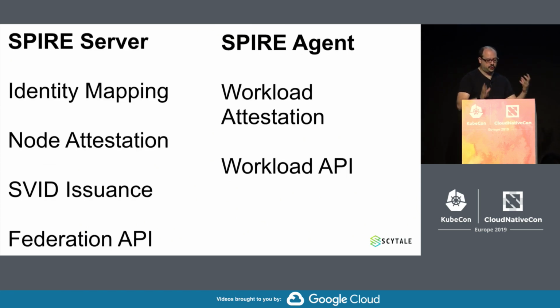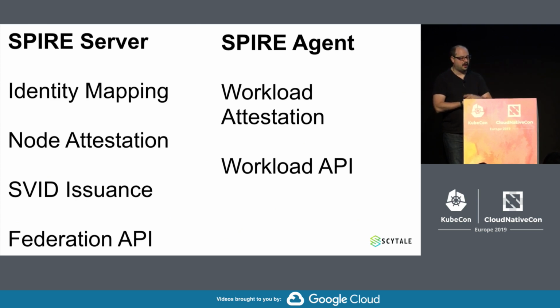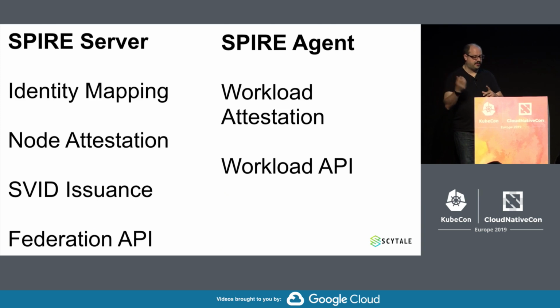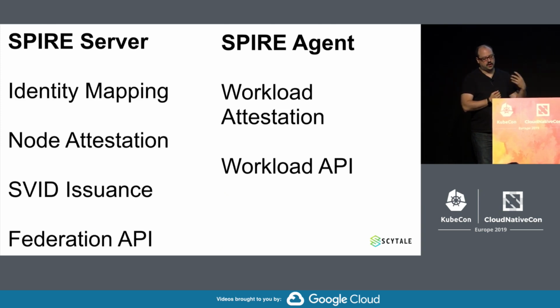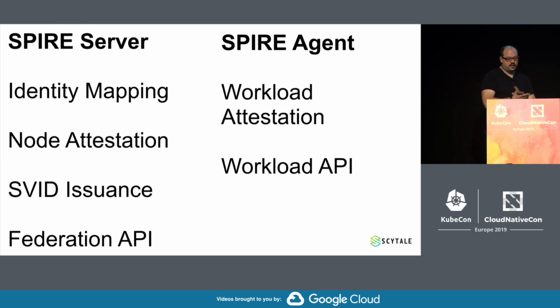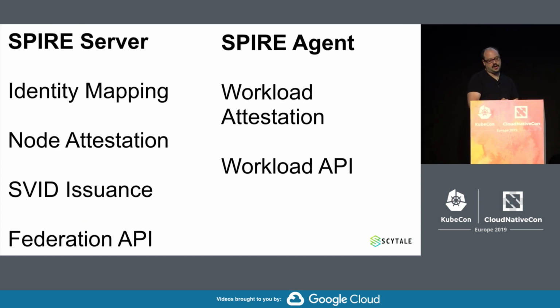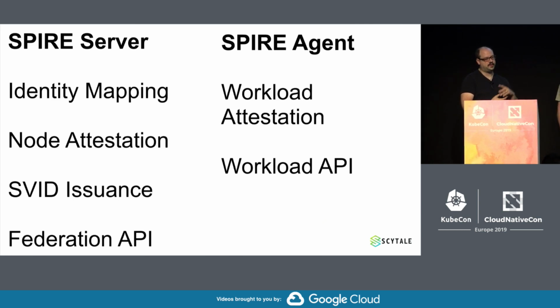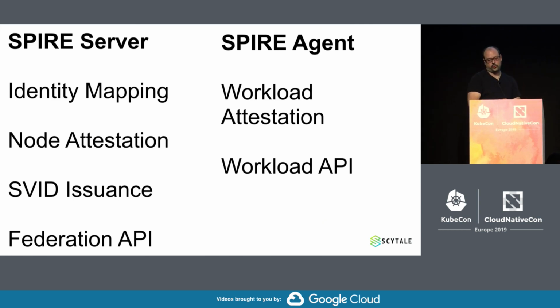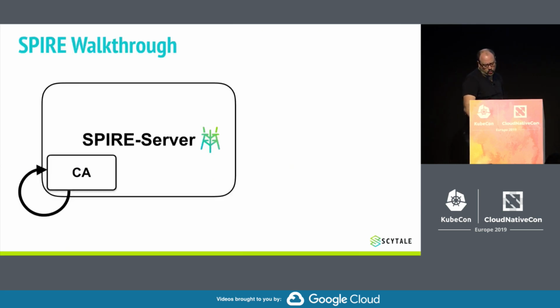Looking at SPIRE, it's really made up of 2 different elements. There's a SPIRE server and a SPIRE agent that you have to install in each node that you want to run inside of your fleet. The SPIRE server supplies identity mapping and node attestation, which is how we identify the node that's in your fleet. It also signs and issues your SVIDs, and it supports the Federation API. The agent will expose the workload API, and it also does the workload attestation, which is how it figures out who the workload is. So we'll just do a walkthrough.